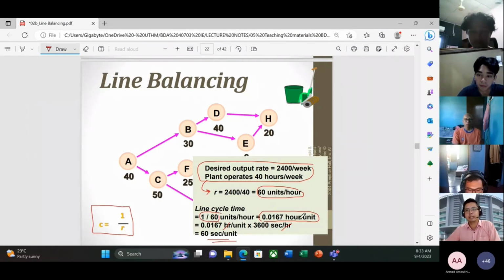So you will get 0.0167 hour per unit. Okay, do we need hour per unit, or do we need seconds? We need seconds per unit. So convert from hours to seconds, and then you will get 60 seconds per unit. This is our C.